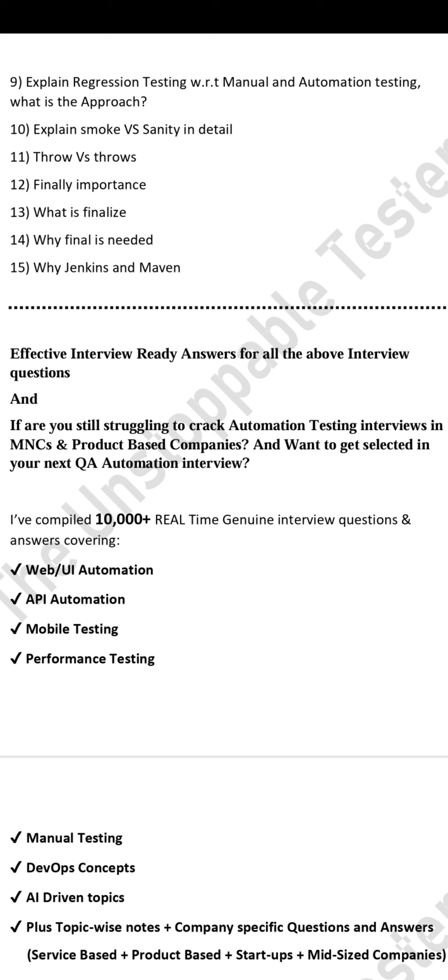The 11th question goes like: throw versus throws. The 12th question goes like: the importance of the finally keyword, whether finally is a keyword or block or whatever it is, and they might ask you to explain its importance in the framework, and its usages. The 13th question goes like: what is finalize, and similarly on top of it they might ask why final is needed. So the 15th question is: why do we need Jenkins and Maven and their usages.